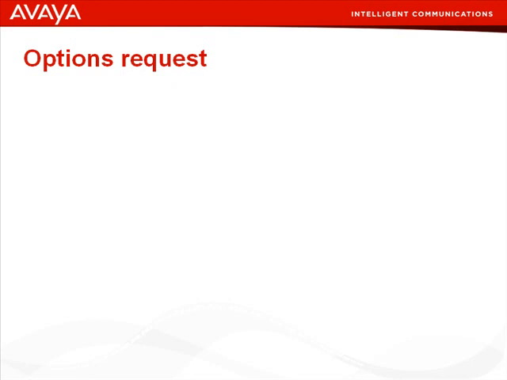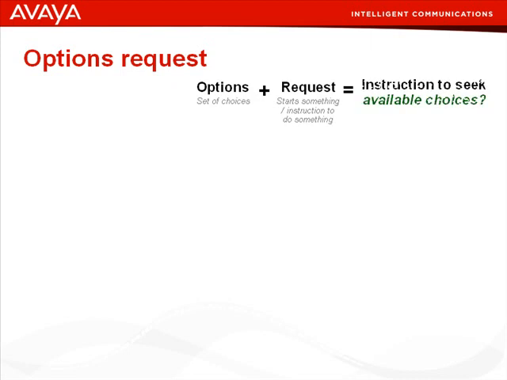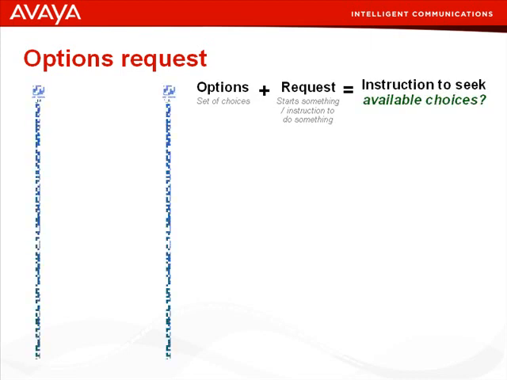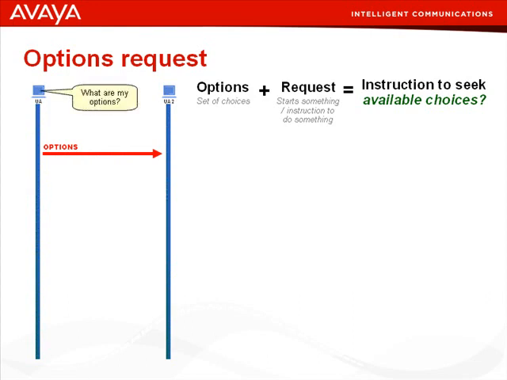Now, we all know what the word options means. It means a set of choices. And we all know that a request is something sent out to initiate some process or to give an instruction. So the natural combination might lead us to think that in sending an options request, we hope to find out what our options are for a communication. We're sending an instruction to find out what choices we have to choose from.